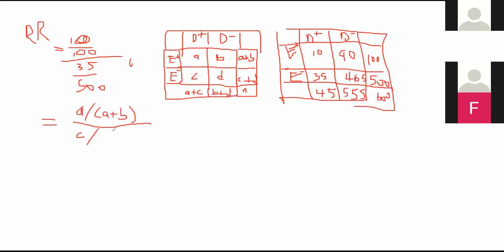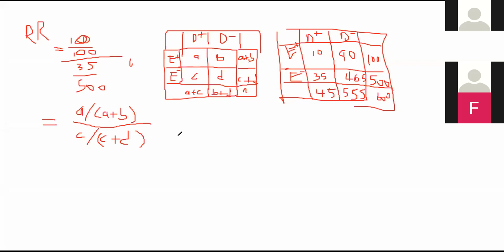So, C over 500 means C plus D. Can you see? So the formula for relative risk you are seeing there is A over A plus B, over C over C plus D. That is the formula for relative risk.